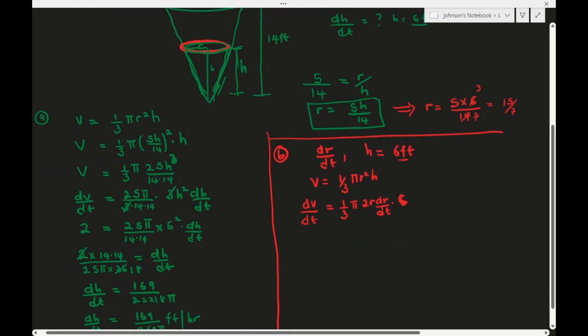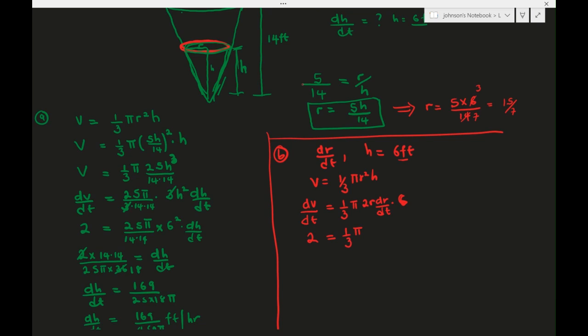Okay. So when I come here, we know dV/dt is still 2. This is going to be 1 over 3 pi. And here will be 2 times r. r in this case, we will use 15 over 7 times dr/dt, which we don't know, then times 6. So if you look at all of this, this will just be 2 times 3 times 7. It's equal to the numerator here. You will just have this times this, which is 2 pi times 15. So you have 30 pi times 6 times dr/dt.